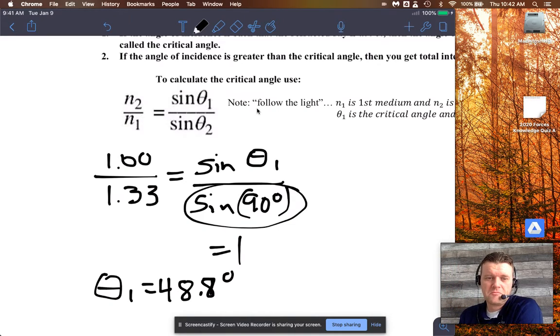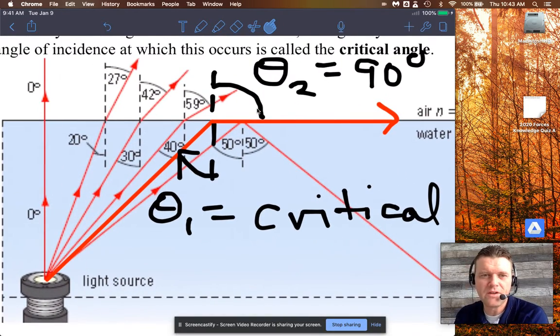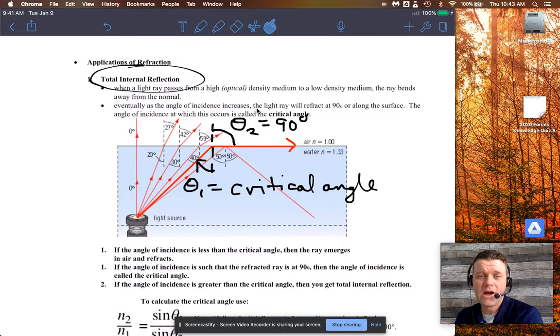What's interesting about that is, come take a look. 48.8 is just under 50. Obviously in the initial drawing it was between 40 and 50. We didn't know, but we just figured it out. So just shy of 50 is where the critical angle happens, and anything past that will be total internal reflection. So in terms of refraction, those are the types of questions that you would answer with Snell's law.